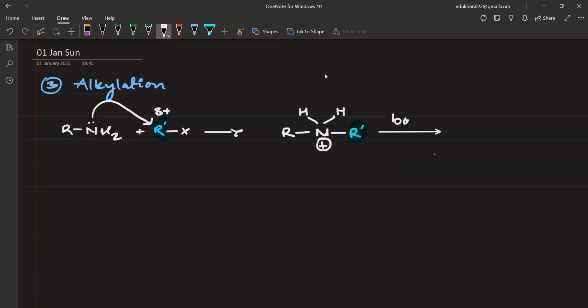And when you react it with some base, this base will abstract the hydrogen and you will get R-N with 1 hydrogen and R dash. Okay, so what is the use of this base? This base abstracts the hydrogen. Okay, now please start writing.